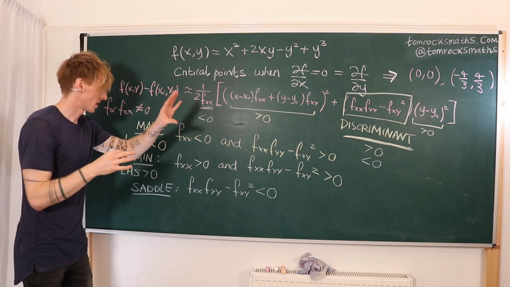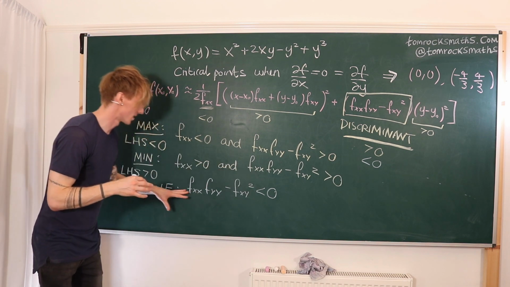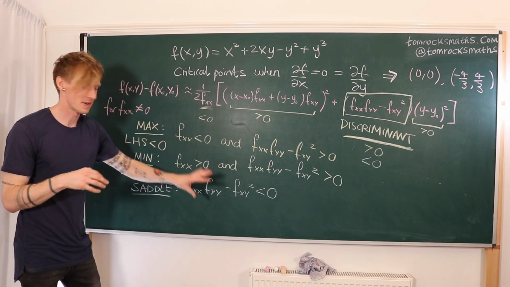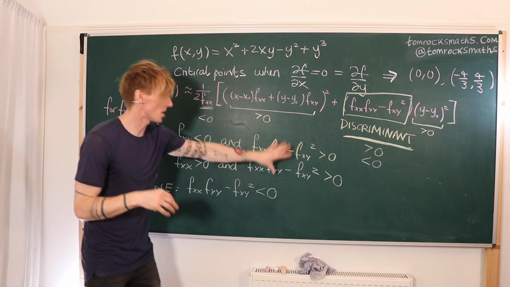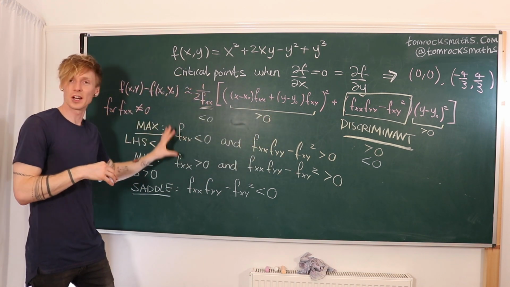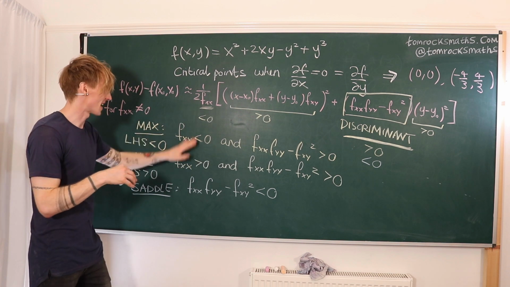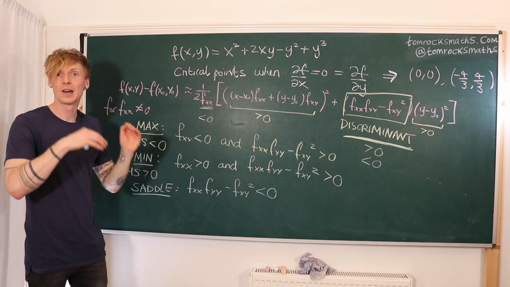So again, calculate your discriminant. Negative sign of the discriminant means saddle. If the discriminant is positive, calculate one of the other second derivatives, and the sign of that tells you if you have a max or a min.